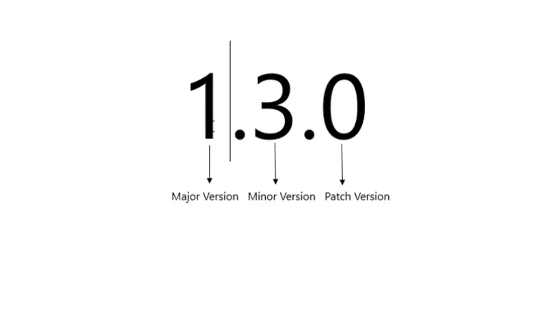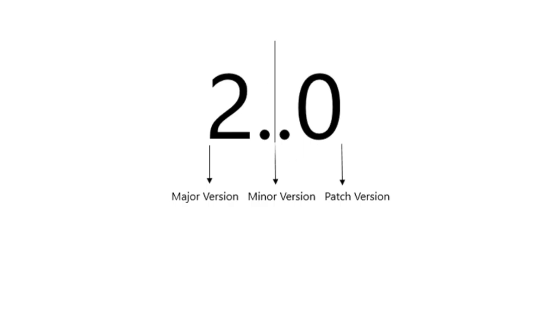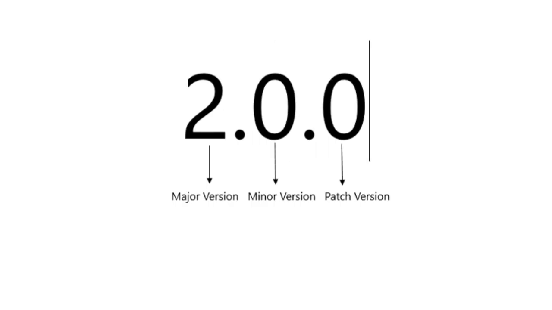Okay, so now let's explain what a major version is. If you make any change that breaks compatibility with how your users currently use your software, you must increase the major version. So in our case, we increase 1 to 2, and then reset the minor version to 0, and the patch version also to 0.